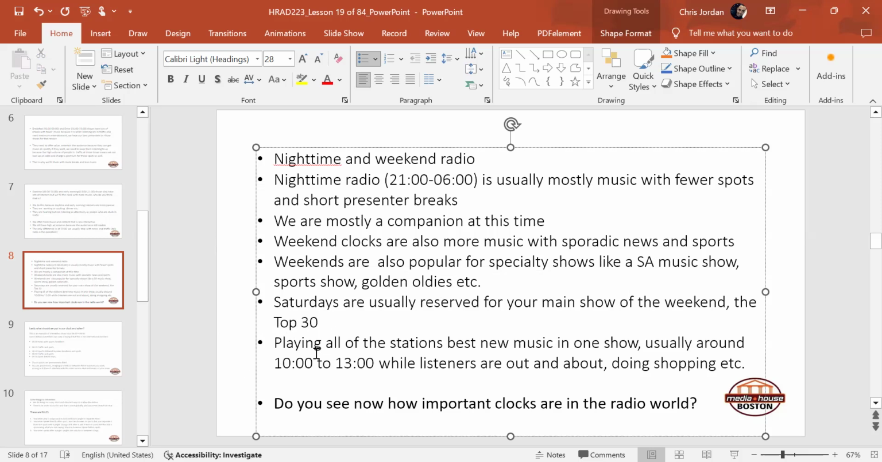Playing all the station's best new music in one show, usually around 10 to 1 o'clock, while listeners are out and about doing shopping, etc. Right? So that's what I was saying to you. We kind of lose them. We found that we obviously lose them. People don't really carry the station with them during shopping. They consider that distracting on their own. I mean, it's distraction enough because you've got to get the stuff that you want, go to the shops that you have to, pay the bills that you have to.